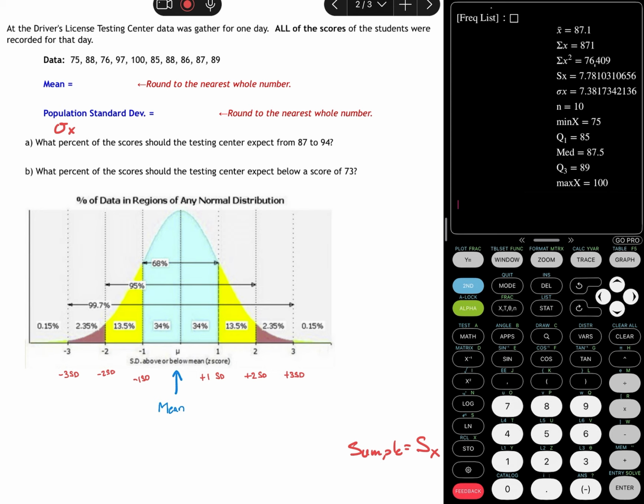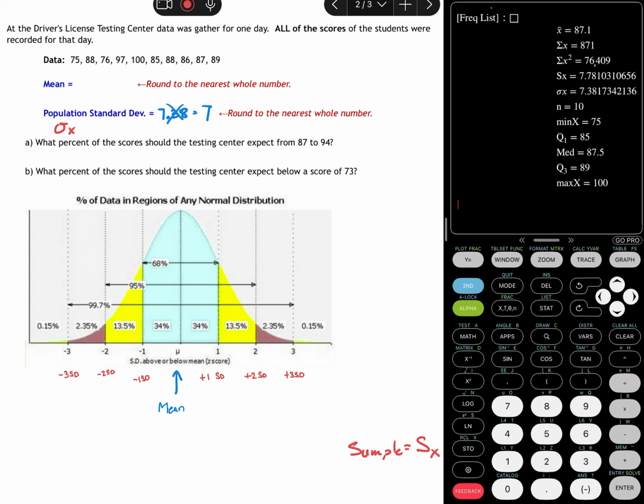But for us, it's going to be 7.38 as our standard deviation. Now it does say to round that to the nearest whole number, so that would be rounded down to 7. It just makes the math that we're asking you to do a little bit easier. The same math could be done with the decimals. It's just faster with the whole numbers.